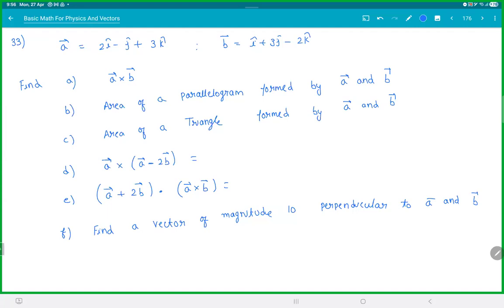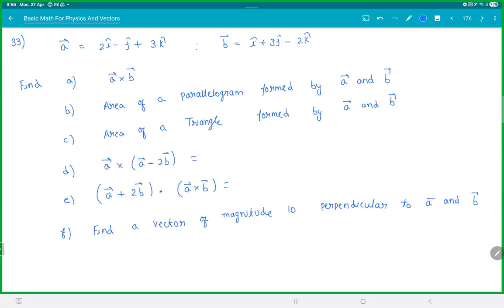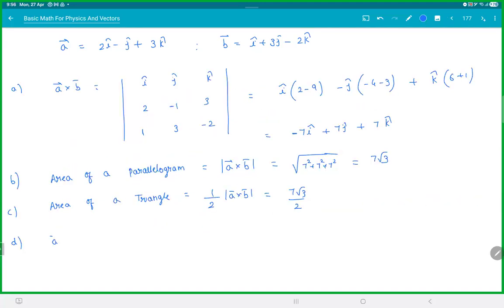Okay, let's see the next one. You're saying A cross A minus 2B. Now, one way to do is find A minus 2B and do the dot product. There is a better way. A cross A bar minus 2B. Multiply this. So this would be A cross A bar minus 2 times A cross B bar.